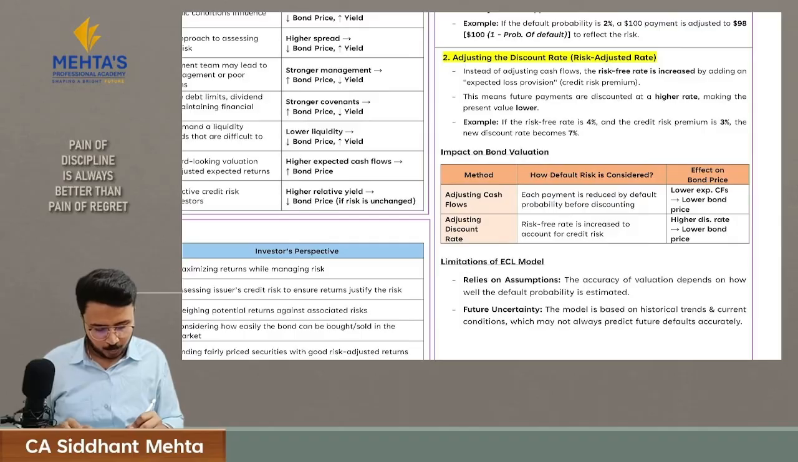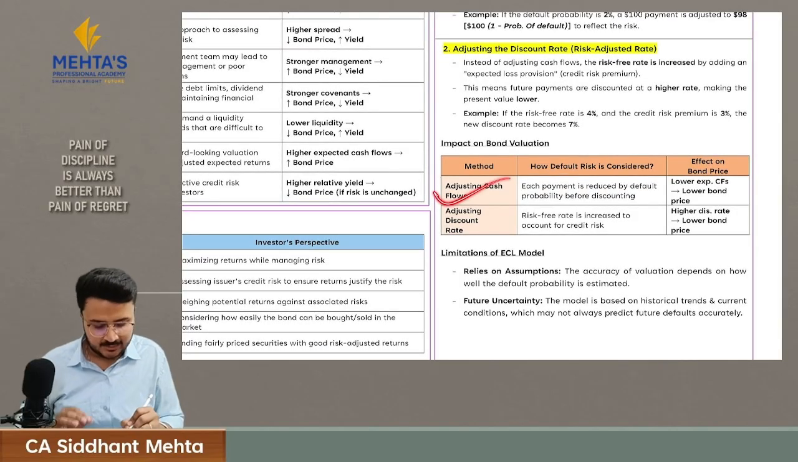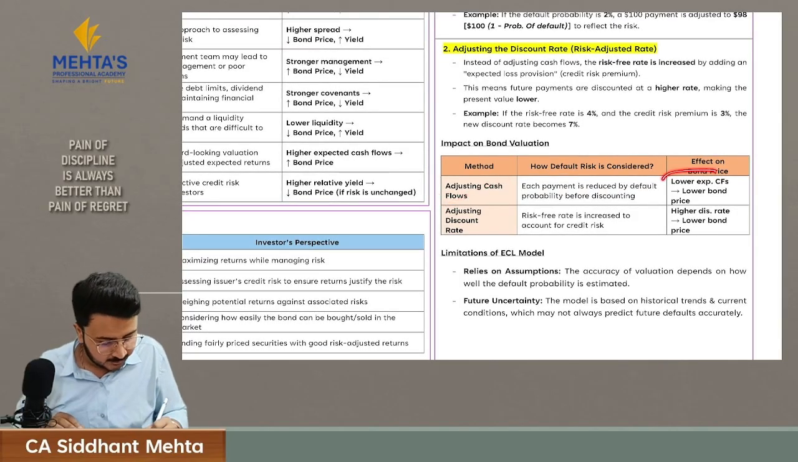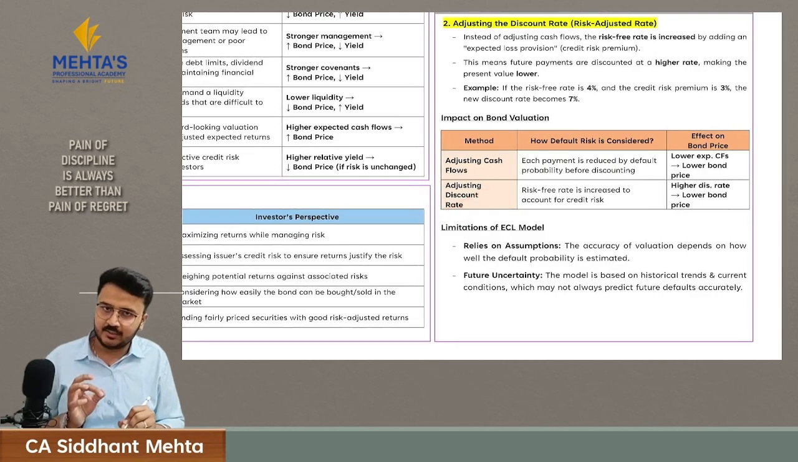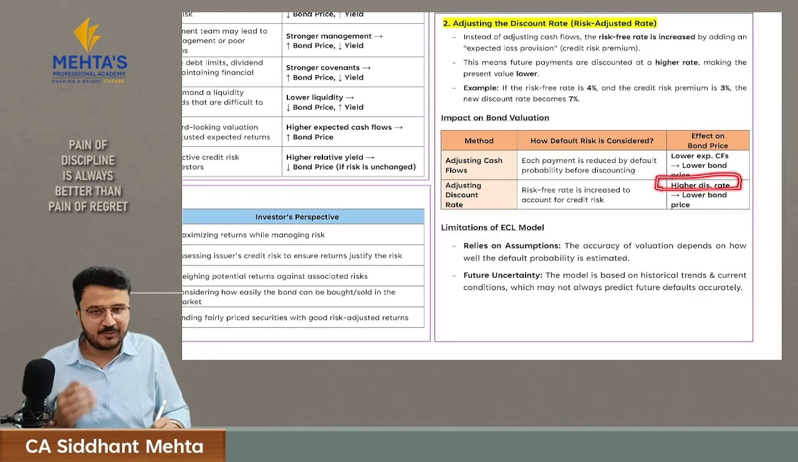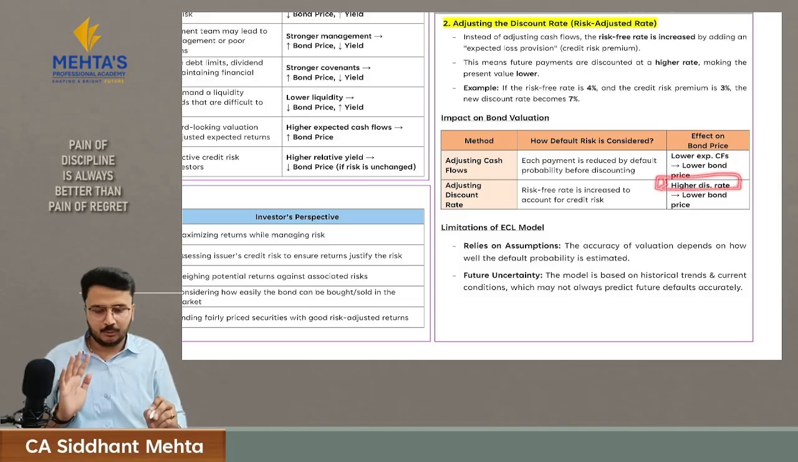So the impact on bond valuation, this is just the summary. If you are doing it with adjusted cash flows, then your future cash flows will definitely be lower, by which your bond price will be lower. And if you are doing it with an adjusted discounting rate, then your discounting rate will be higher, by which your bond price will be lower.